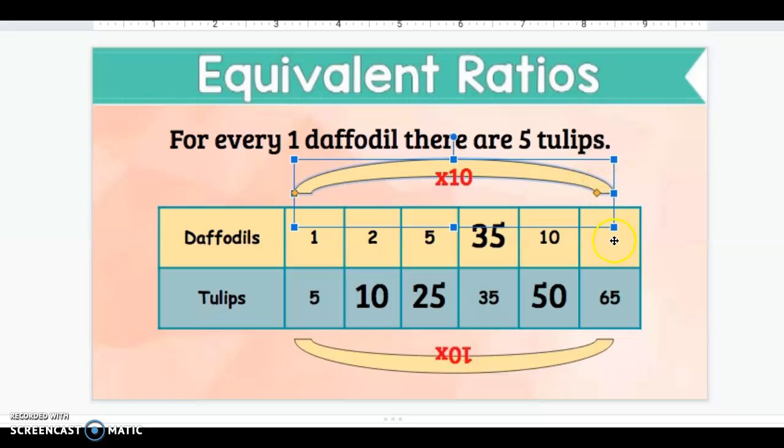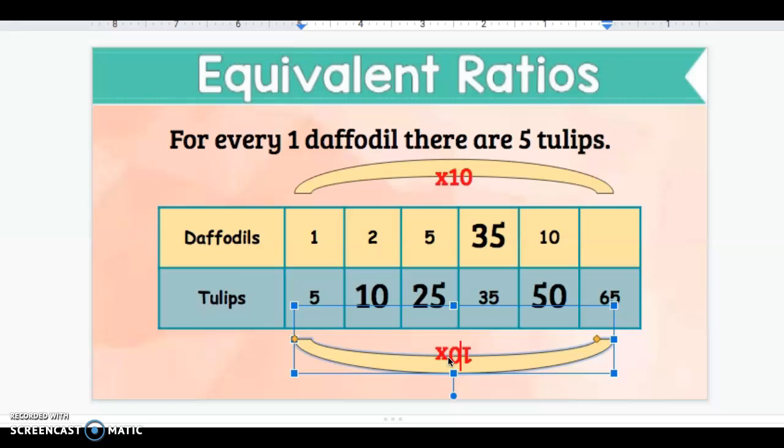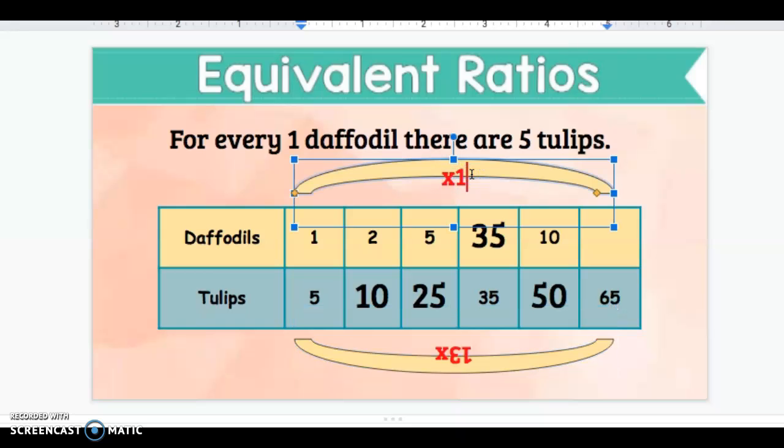So we don't know 1 times what gave us this. So we have to figure out 5 times what gives you 65. Well, I know 5 times 10 is 50. 5 times 11 is 55. 5 times 12 is 60. And then 5 times 13. So I'm going to say 13. So whatever I do to the top, I do to the bottom, and whatever I do to the bottom, I do to the top. So it'd be 13. So 1 times 13 is 13. And that's how you would fill in this chart.